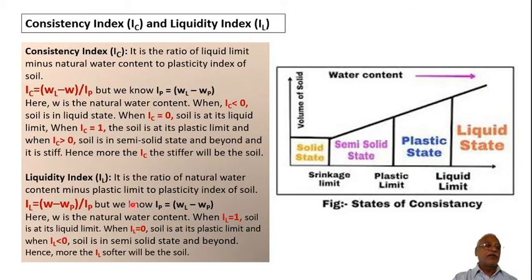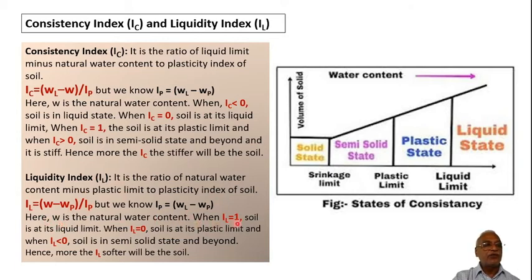Similarly, the definition of liquidity index, I with a suffix L, goes this way. It is the ratio of natural water content minus plastic limit, W minus WP, to plasticity index of the soil, divided by IP. But we know that IP is WL minus WP once again. Now again you can analyze in a similar manner. Here W is the natural water content.